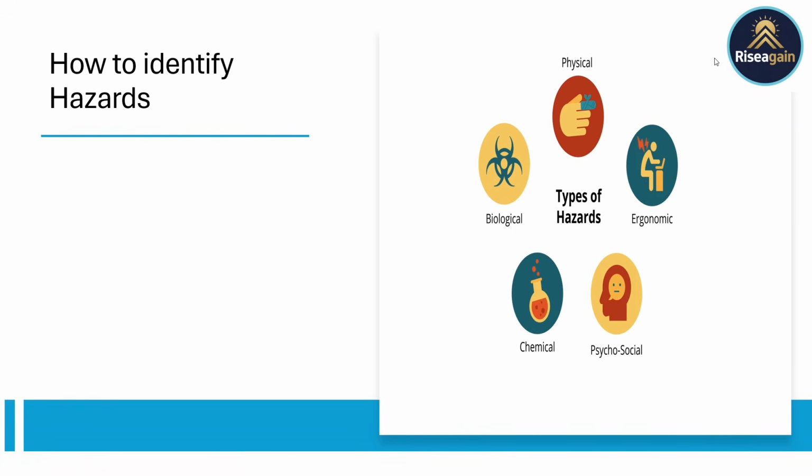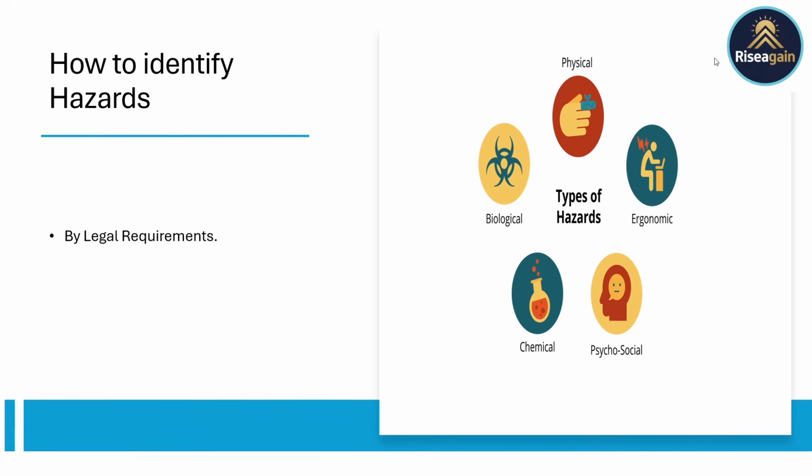So how do we understand the hazards? There are different types of hazards. We can say physical hazards, ergonomic hazards, psychosocial hazards, chemical hazards, and biological hazards. Actually, these types of hazards are very risky for the safety and health of humans, and also mental health. You can apply that one. So the first step is to understand the hazards.